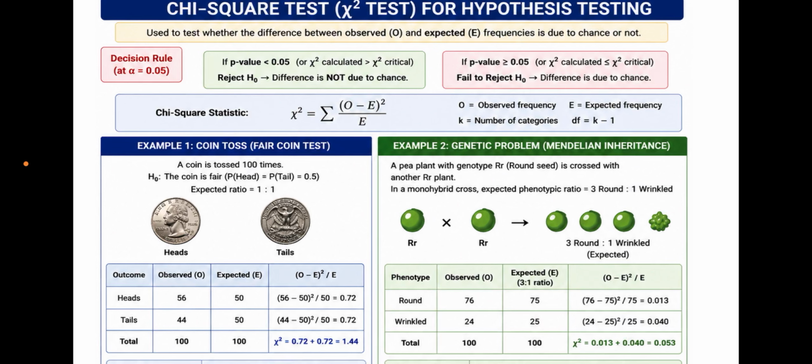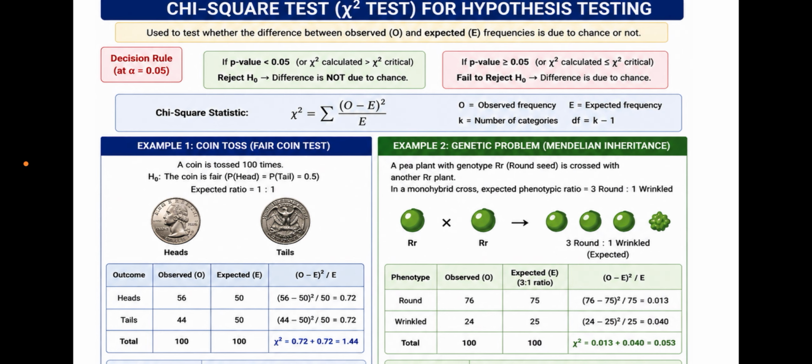We are going to learn another hypothesis testing test, which is the chi-square test. The t-test is also used for testing hypotheses, and this is another statistical test used for hypothesis testing. We first have to understand when we use the t-test and when we use the chi-square test.